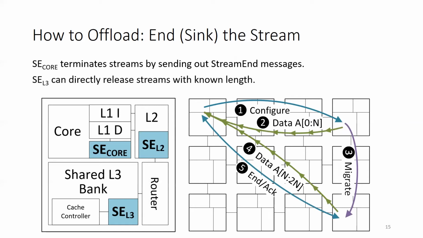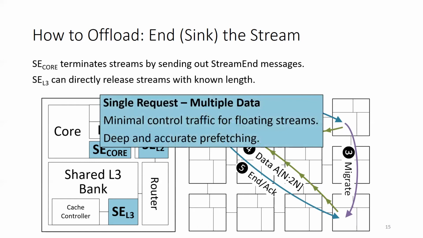This completes the basic workflow of offloading an affine stream, and by doing so, we are able to get multiple stream data with minimal control traffic. Since stream patterns are accurate and decoupled from the core pipeline, this enables deep and accurate prefetching.